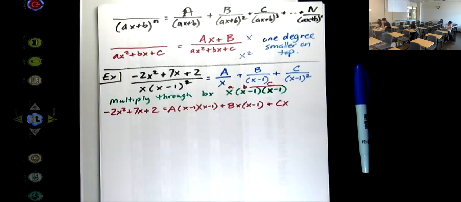Teaching partial fractions decomposition at college for students right now. Good times.